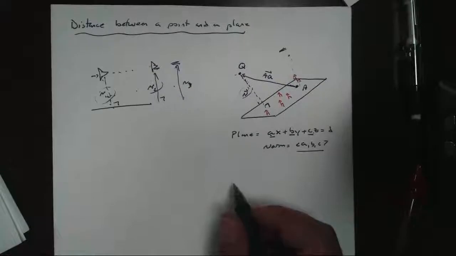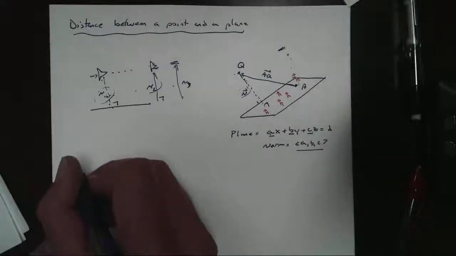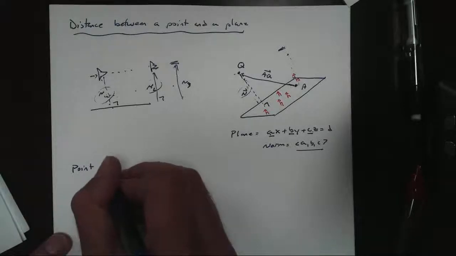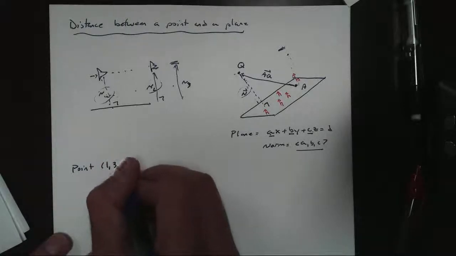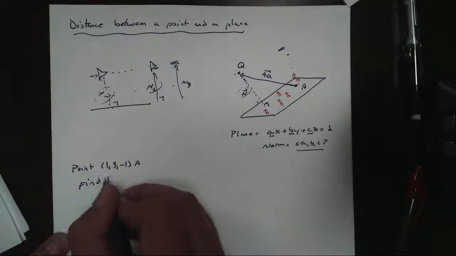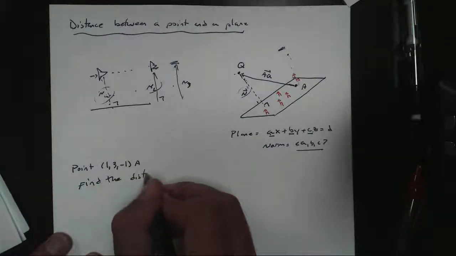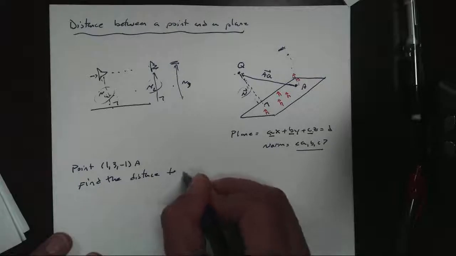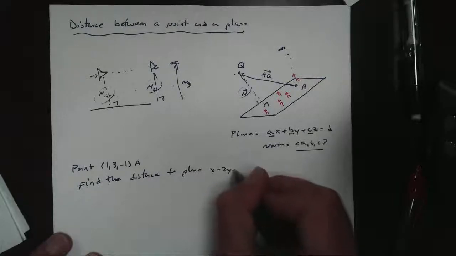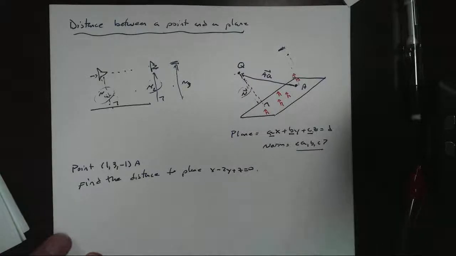So let's take a look at an example. Let's say we have a point A, and it's at (1, 3, -1). We'll call that point A. And we want to find the distance to the following plane, x minus 2y plus z equals 0. And I want to find that distance right there.